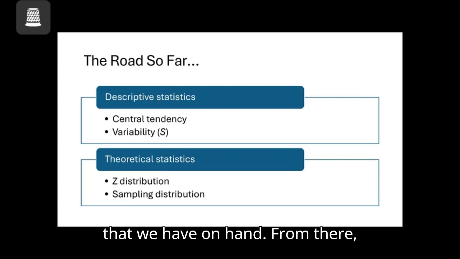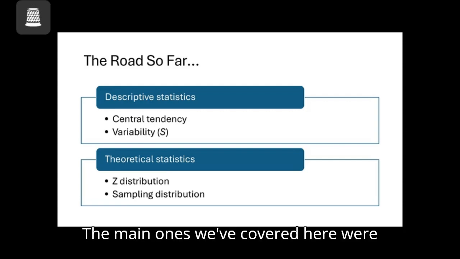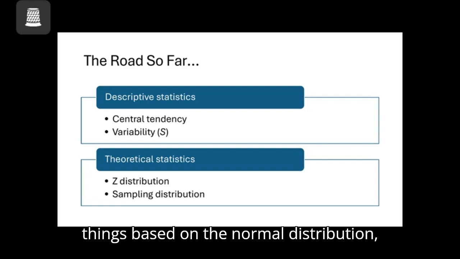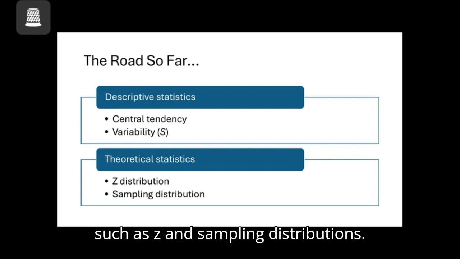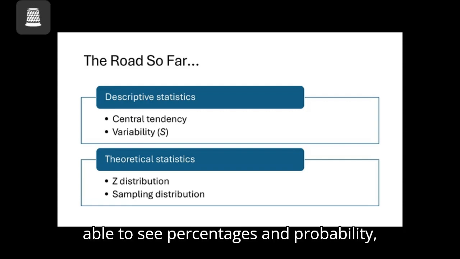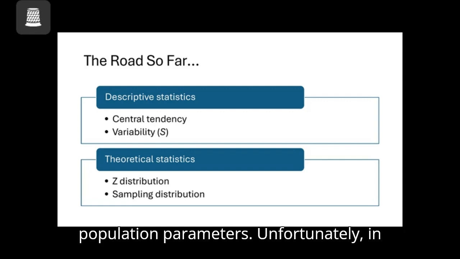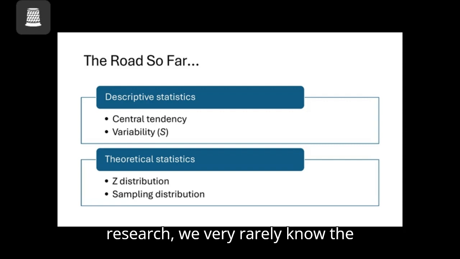From there, I moved into some theoretical statistics. The main ones we've covered here were things based on the normal distribution, such as Z and sampling distributions. These were useful in helping us to be able to see percentages and probability, but they required us to know some population parameters. And unfortunately, in research, we very rarely know the parameters for the population.